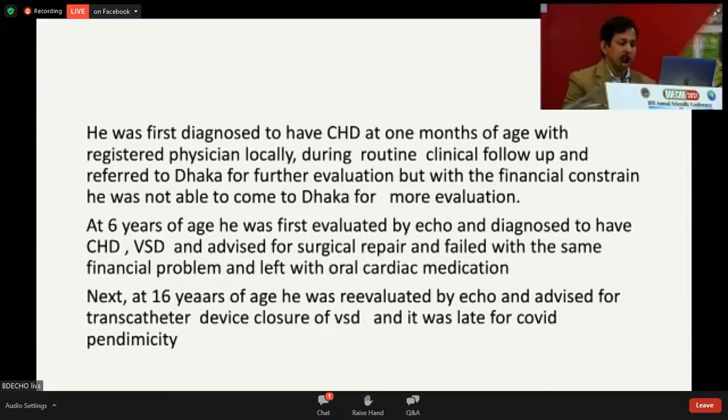At 6 years of age, he was first evaluated by echo and diagnosed with congenital heart disease, VSD, and advised surgical repair, but this failed because of the same financial problem and he was left on oral medical management. Next, at 16 years of age, he was re-evaluated by echo and advised transcatheter device closure, and it was delayed because of the COVID pandemic.